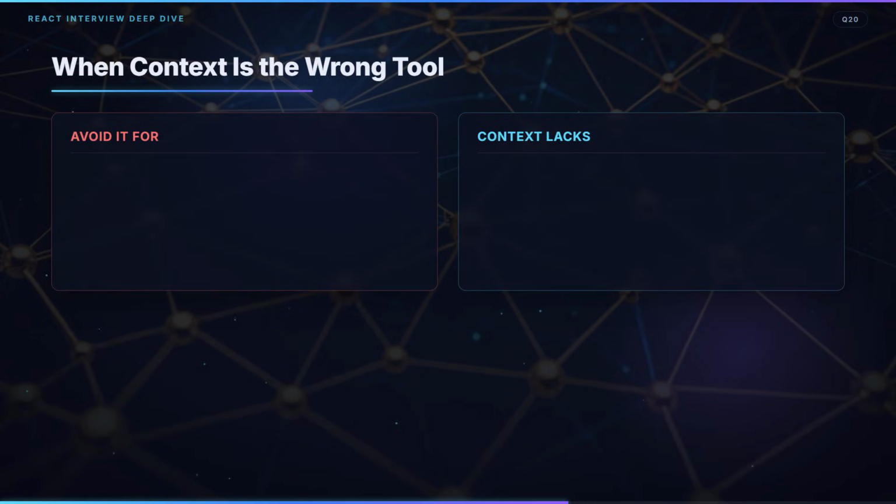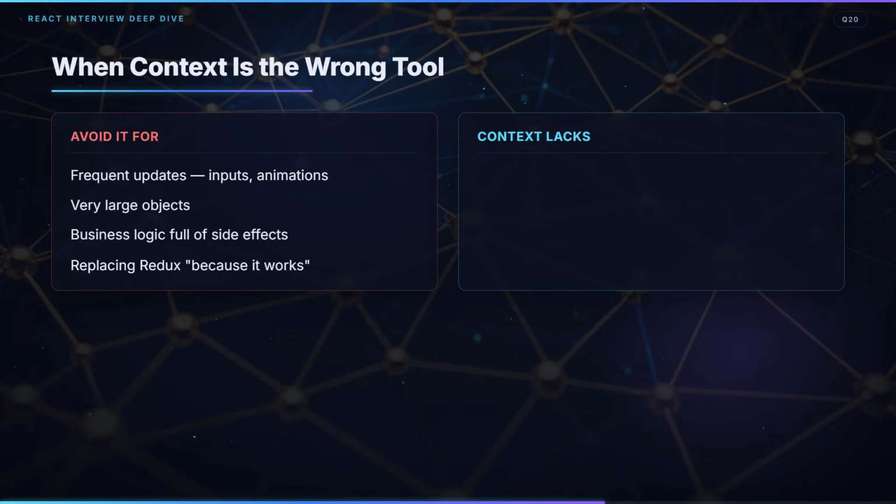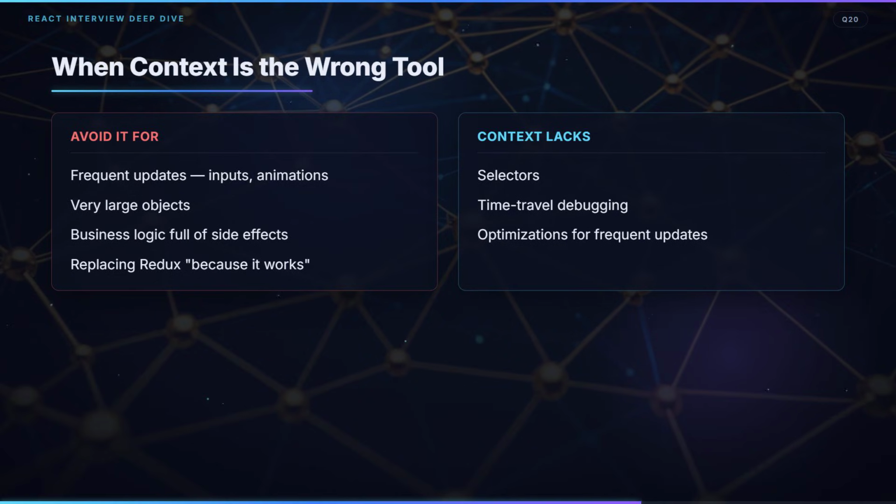So when is context the wrong tool? Frequently updating state like inputs or animations, very large objects, business logic packed with side effects, or reaching for it just to replace Redux. Context has no selectors, no time travel debugging, and no optimizations for frequent updates.